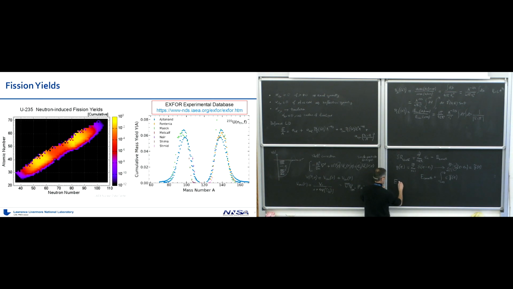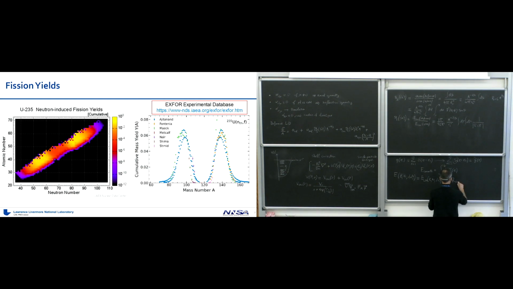As a kind of proof that it works, if you calculate now the total energy for a given nucleus, it's going to be a function of the number of protons and neutrons. It's going to be a function of the deformation parameters of your shape. And this is going to be the leaky drop energy for this particular nucleus and this particular deformation, plus the shell correction, which again is a function of Z and the deformation parameters.